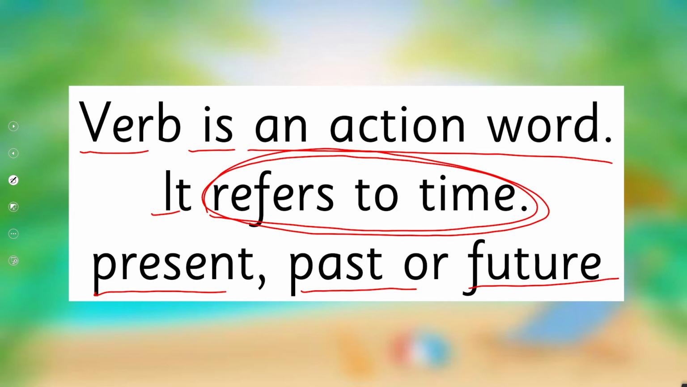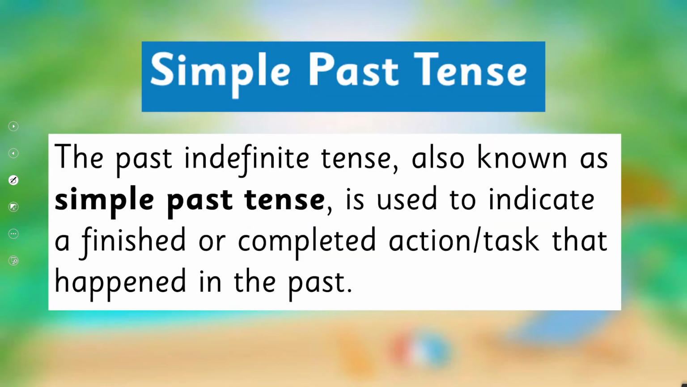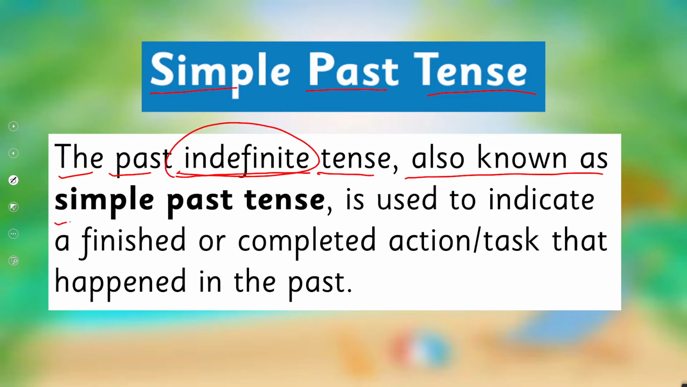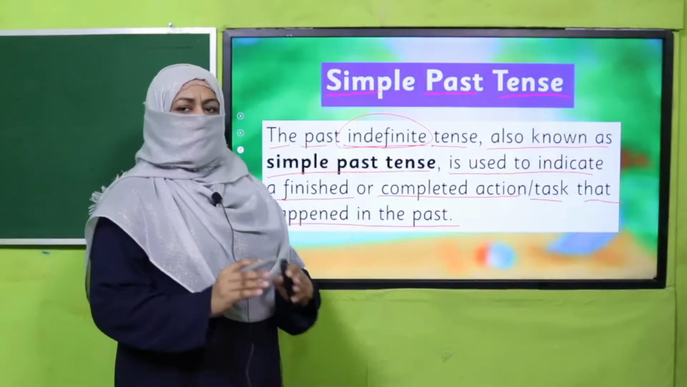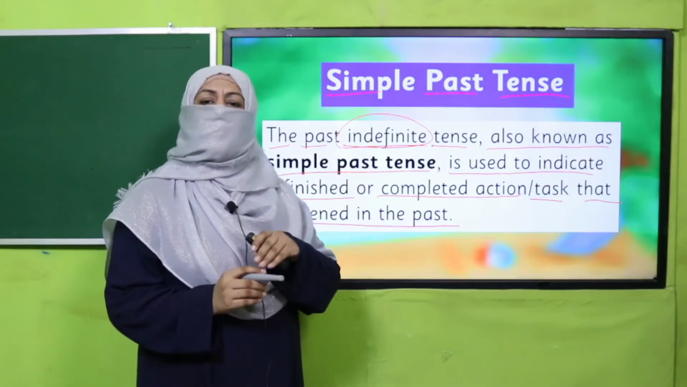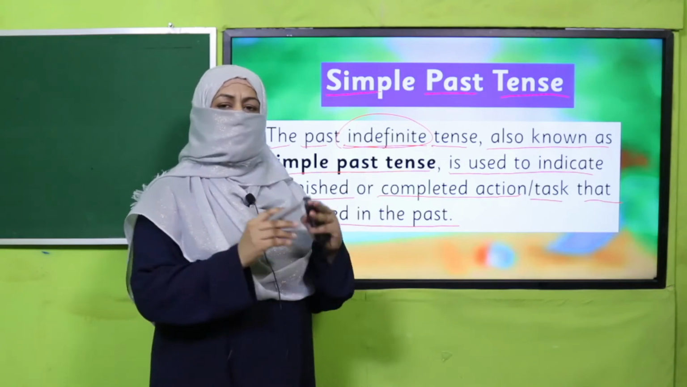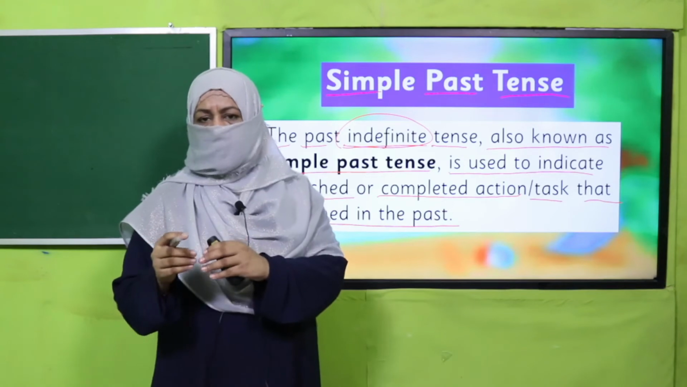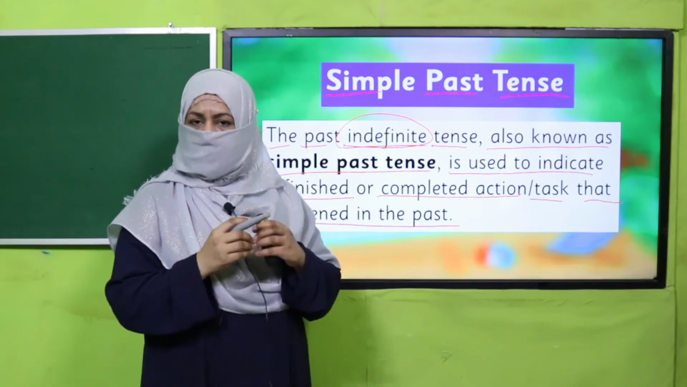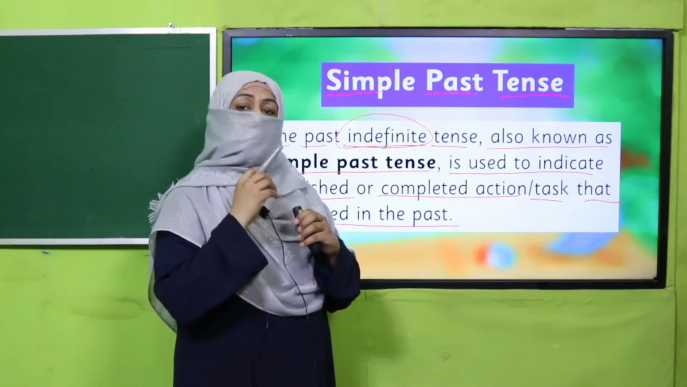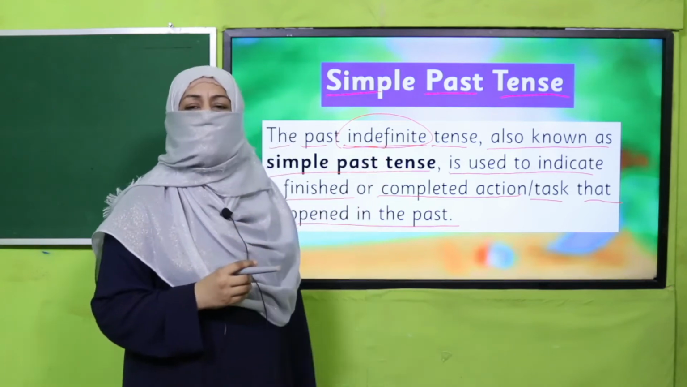So today, because we are going to study simple past tense, how do we make it? What does the simple past tense mean? The past indefinite or simple past, both are the same. Also known as simple past tense, it is used to indicate a finished or completed action or task that happened in the past. What does it mean? Something which has already happened or been done. There can be a mention of time, or there can be no mention of time. A task, an action which has been completed in gone time, past time, is known as simple past tense.